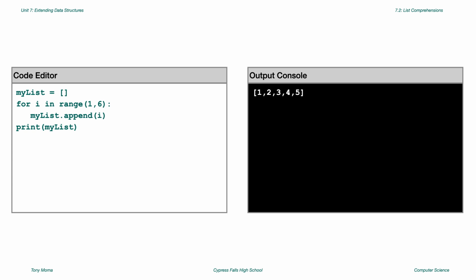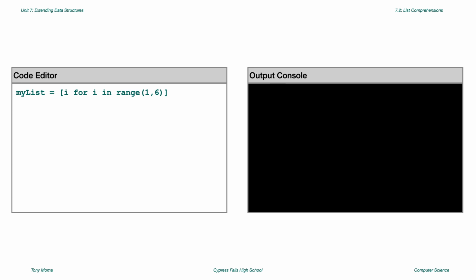Quick review, when we use the range method and we give it the parameters 1 through 6, it'll generate a list containing all values from 1 up to, but not including, the 6. Now, that all being said, the first 3 lines of this program could have all been done in just one line using a special Python trick called list comprehension. And here's an example of it.